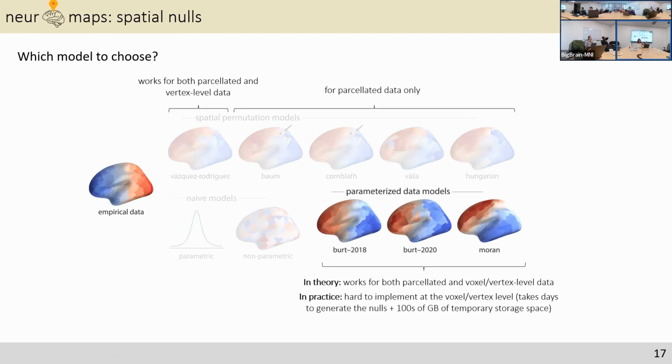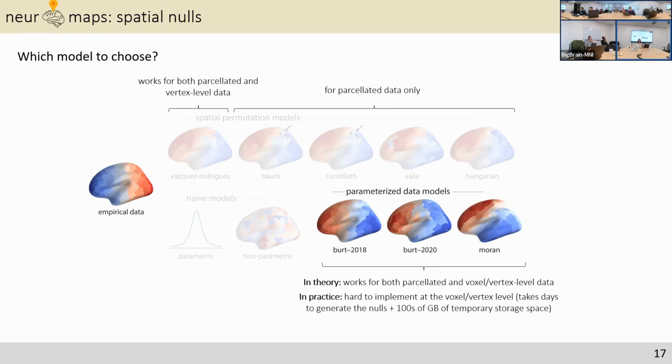One last thing I want to say is that the parameterized data models, in theory, both work for parcellated or voxel or vertex level data. But you must be aware that if you run these models using voxel or vertex level data, it's very complicated in the sense that it's very time consuming. It takes about an hour, a day or two to run, depending on the density of your map, and it also takes a lot of storage, obviously. It can be hundreds of gigabytes of temporary storage.